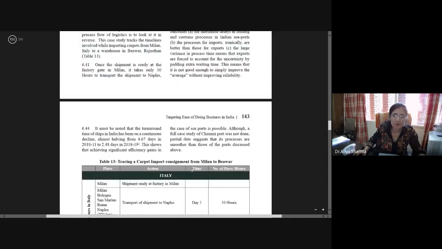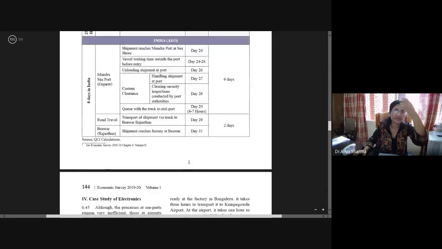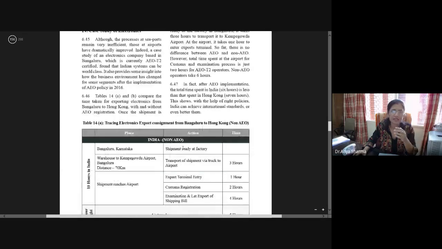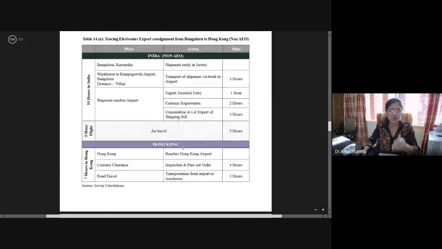So most probably, we've been talking only about garments. This is about cars. Look at electronics. It's talking in hours now. Again, it goes from Bangalore to Hong Kong. When it travels, the total time it is taking over here is 4, 5, 6, 7, 8, 9, 10, and here it's taking 7.